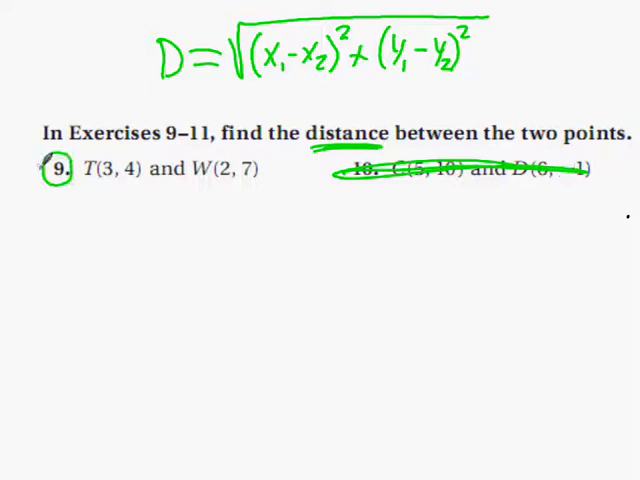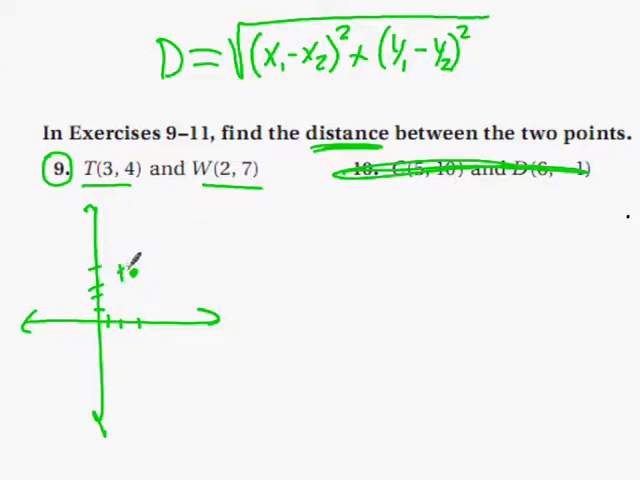Okay, so we have this point and this point. If I wanted to plot these points, I can plot them here. We know this 1, 2, 3, 1, 2, 3, 4. So the point's right about there for t, and w is 2, 7, which is probably up there somewhere. 1, 2, 3. Ooh, that's a little high, but that's okay. So we want to find the distance here. What's the distance between t and w?